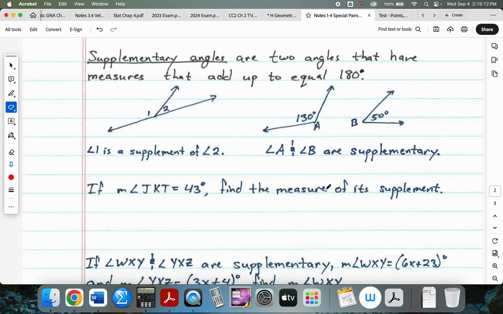Supplementary angles, on the other hand, are two angles that have measures that add up to be equal to 180 degrees. Occasionally I have a student who asks, Mr. Davis, I have trouble remembering which one is which. How can I remember that complementary is 90 and supplementary is 180? Well, I think there are two ways that make sense. Which is first alphabetically? C. So it's smaller.